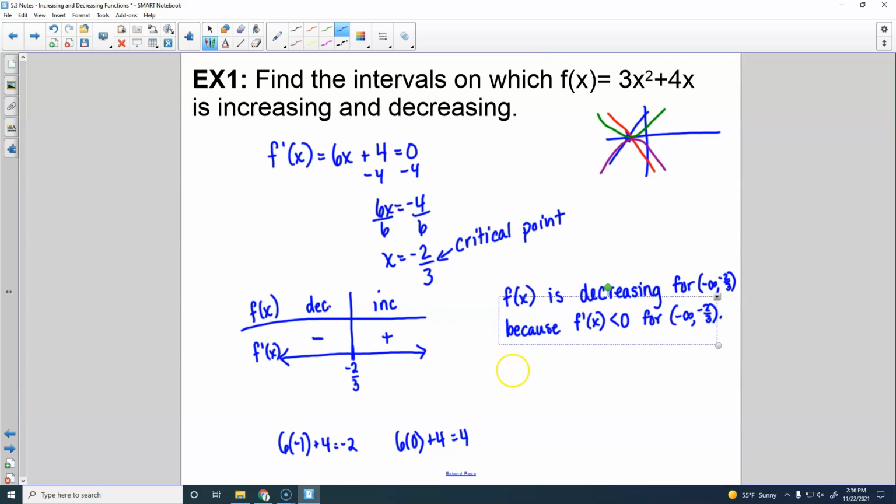Okay. And then we would also here need to say f of x is increasing for negative 2/3 to infinity because f prime of x is greater than 0 for that interval.